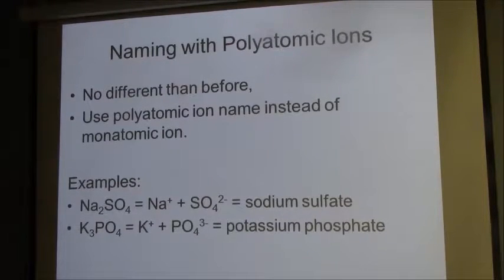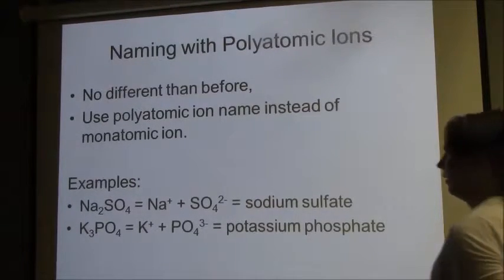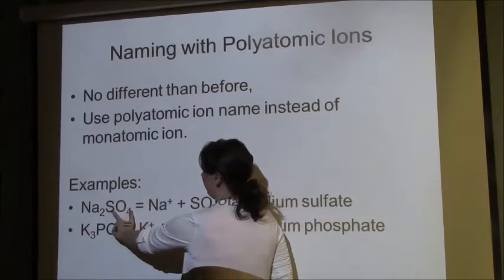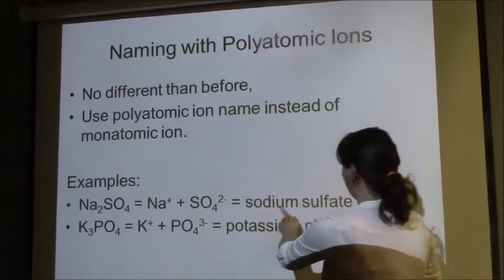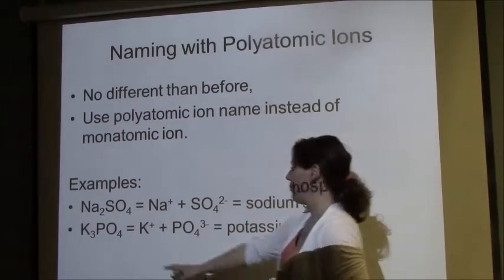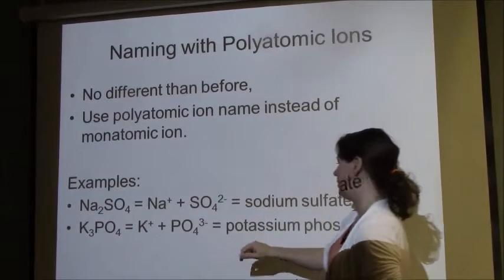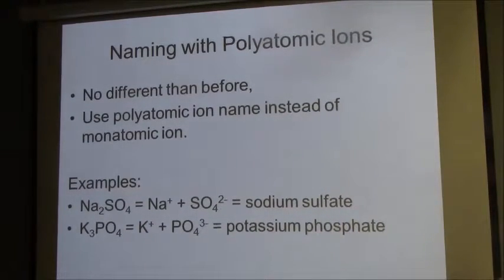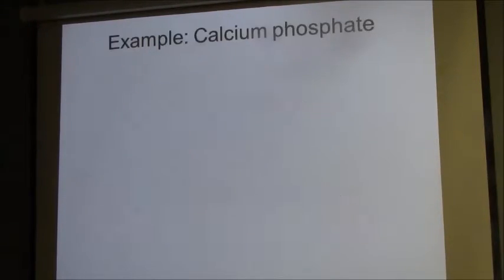Now the rules for naming with polyatomic ions are just the same as the rules for naming with monatomic ions. You're still going to put the cation first, but now you just need to recognize when you've got a polyatomic ion. SO4 is sulfate, so this is sodium sulfate. PO4 is phosphate, so this is potassium phosphate.